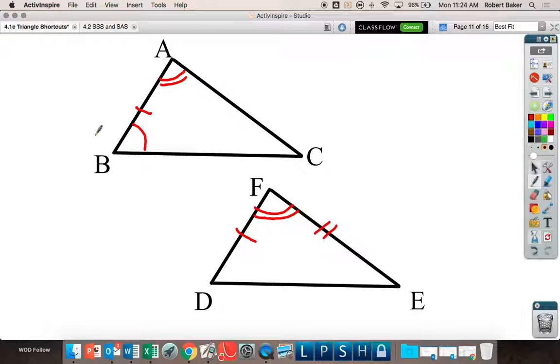So what is this one? Angle, side. And what is this one? Side. Do those even match? See, they don't match. Then to prove, what would you do? They don't prove congruent. You just say no, they don't work. Doesn't work.